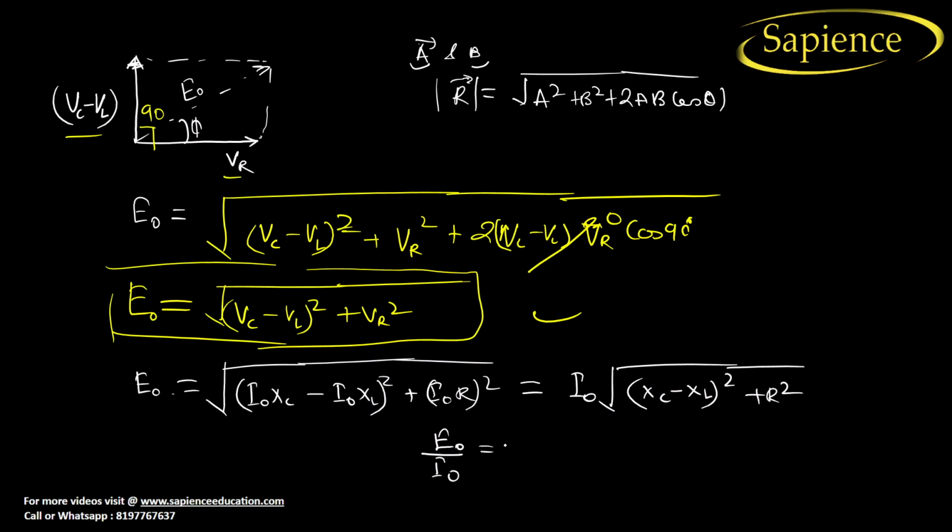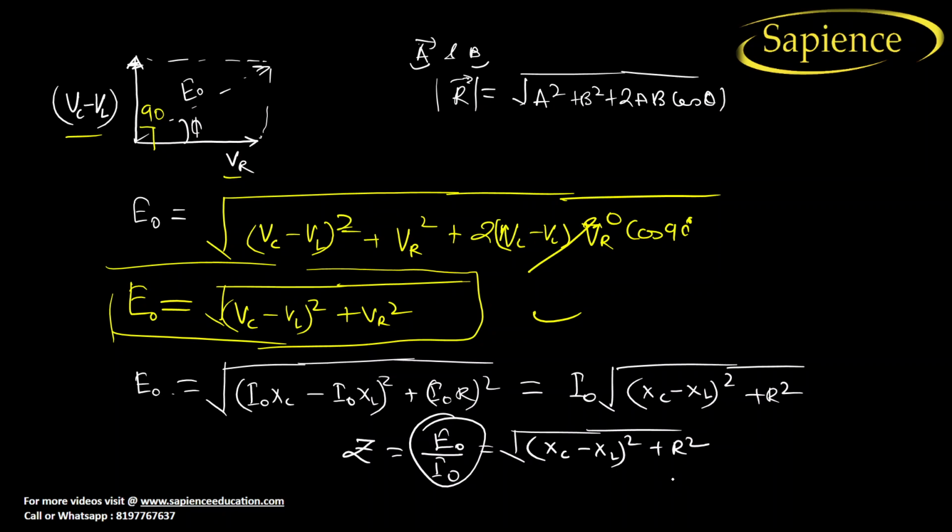So E naught by I naught can be written as Xc minus XL whole square plus R square. So this one is the maximum EMF in the circuit divided by the maximum current, and this is known as Z, and it is known as impedance.